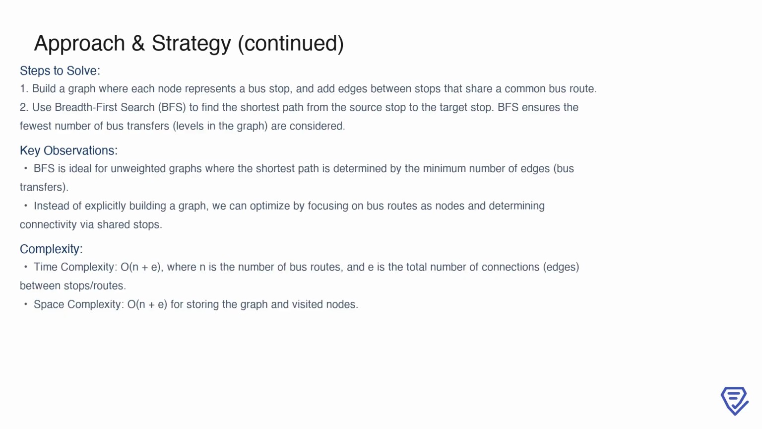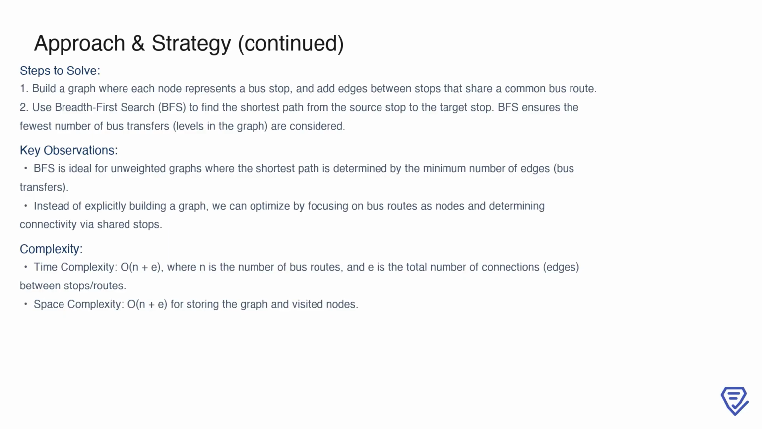The shortest path in this graph corresponds to the fewest number of bus transfers, which is exactly what we're trying to minimize. To solve this, we use breadth-first search, or BFS, which is ideal for unweighted graphs. BFS ensures that we explore all possible paths level by level, guaranteeing that the first time we reach the target stop, it's via the shortest path in terms of transfers.